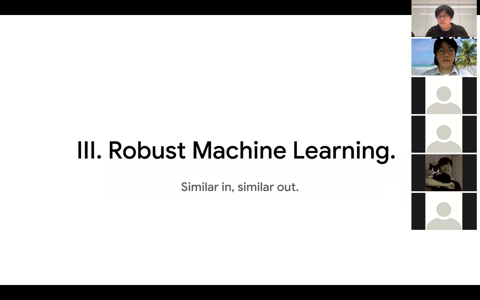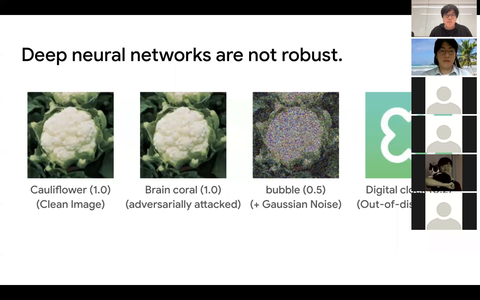It's me again. I'm gonna talk about some robust machine learning research in Clova recently. As I said before, deep neural networks are not robust to various kinds of perturbations or corruptions. And they are even not robust to the biases or domains.